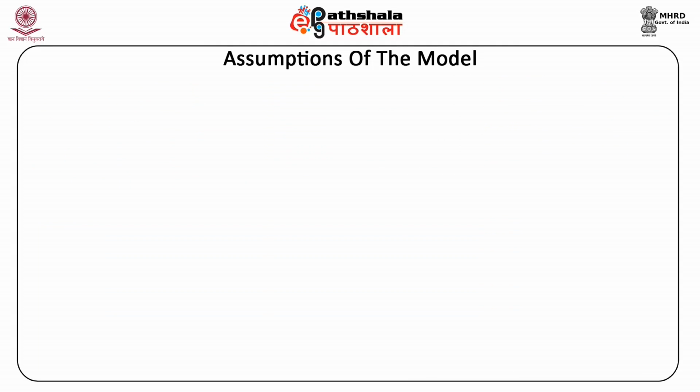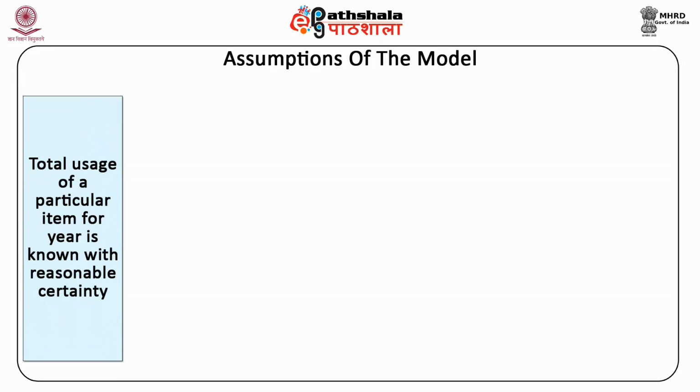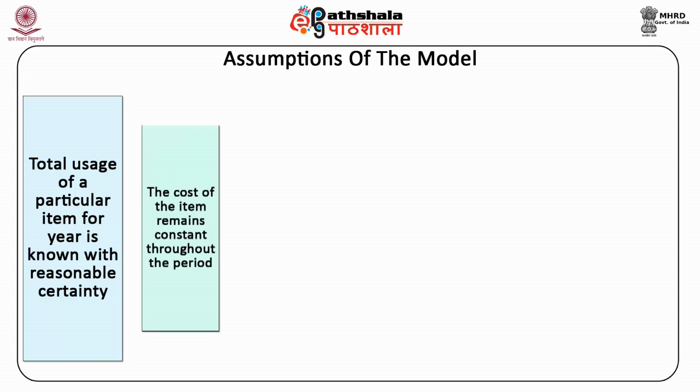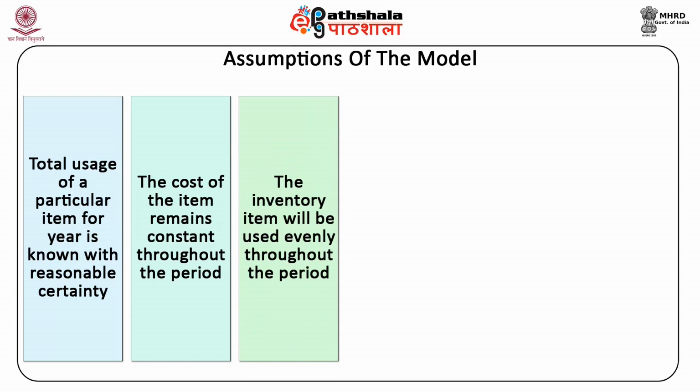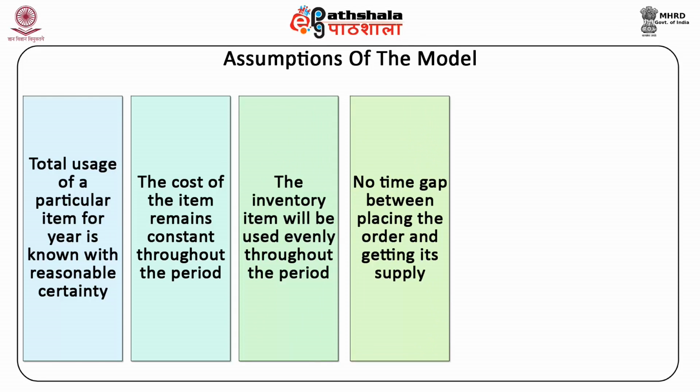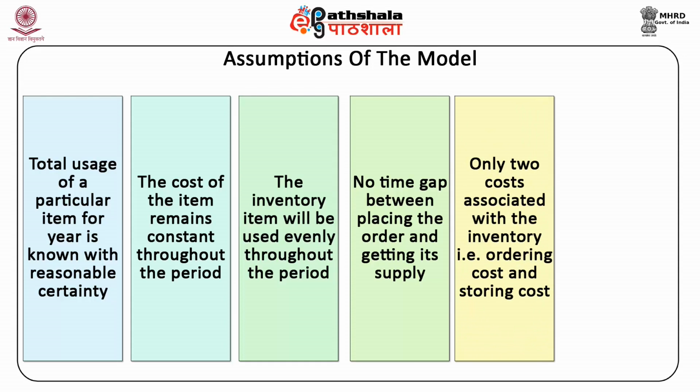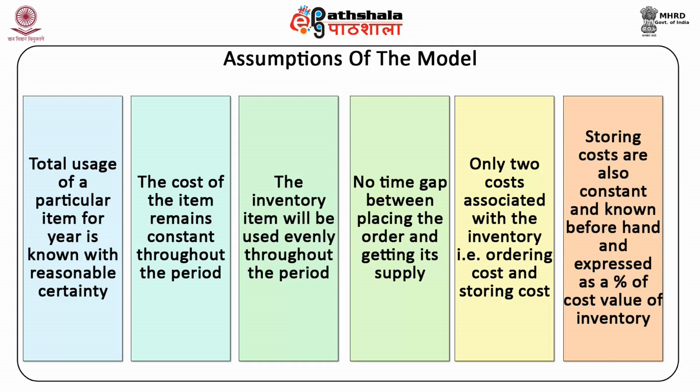The model is based on the following assumptions. The total uses of a particular item for the year is known with reasonable certainty. The cost of the item remains constant throughout the period. The inventory item will be used evenly throughout the period. There is no time gap between placing the order and getting it supplied. There are mainly two costs associated with the inventory, that is, ordering cost and storing cost. Storing costs are also constant and known beforehand, and expressed as a percentage of cost value of inventory.